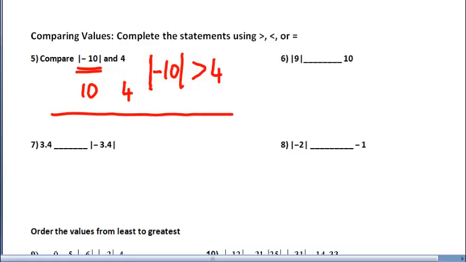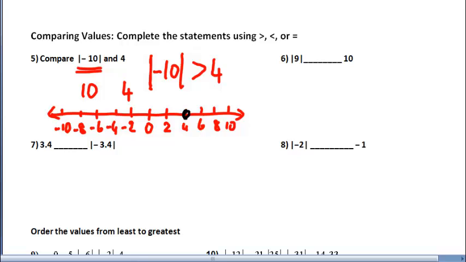That means if I had a number line like this, and then I went up by 2's. 2, 4, 6, 8, 10. This side I'm going to go -2, -4, -6, -8, -10. I'm going to plot it. The absolute value, or 4 is a 4, which is going to be right here.